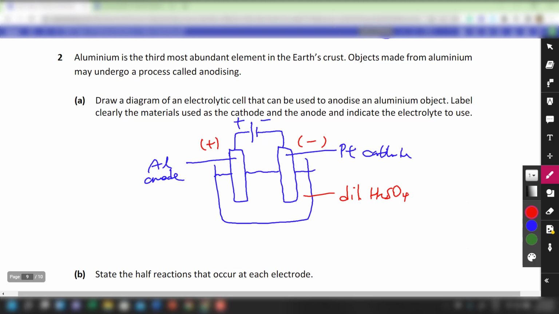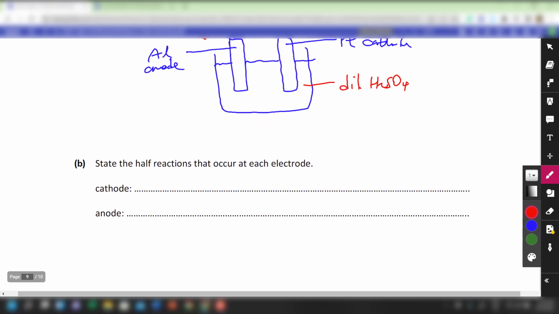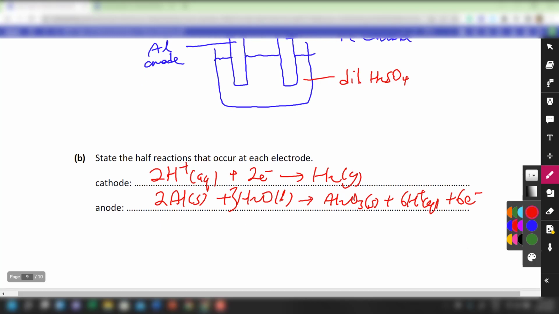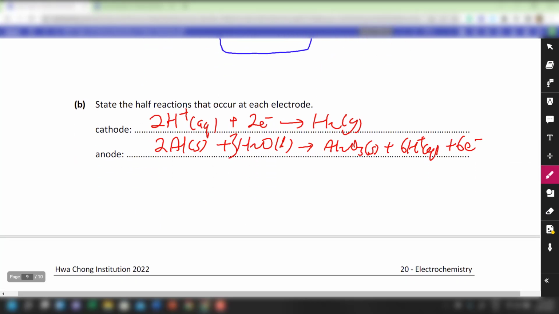Then state the half equations, the half reactions that occur at each electrode. At the cathode, I'm going to have the reduction of hydrogen ions to give us hydrogen gas. And at the anode, I'm going to expect the oxidation of aluminium in the presence of water to give us Al2O3 solid plus 6H+ plus 6 electrons, and of course 3 H2O over here. Largely recall, so I think that should be okay.